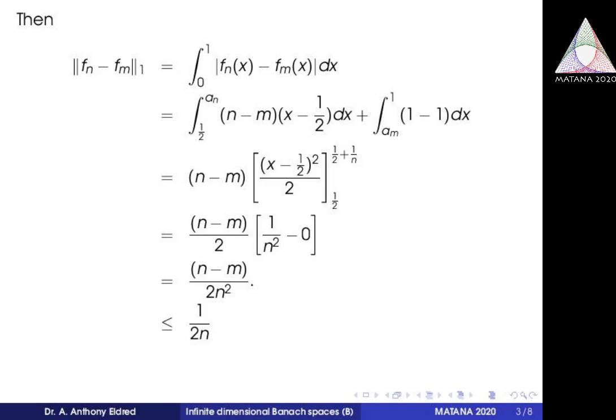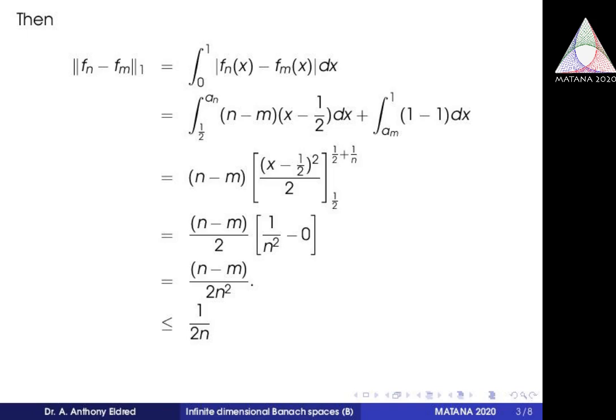So by substituting for f_n(x) in 1/2 to a_n, we know that in 1/2 to a_n it is defined as n(x - 1/2) and m(x - 1/2). Correspondingly we get the integral from 1/2 to a_n of (n - m)(x - 1/2) dx, plus the integral from a_n to 1, where both functions are defined as 1, so 1 - 1 is 0 and that term vanishes. Finally we get (n - m) times the integral of (x - 1/2), which is (x - 1/2)^2 / 2, and if you substitute the limits, we have (n - m)/2 times 1/n^2.